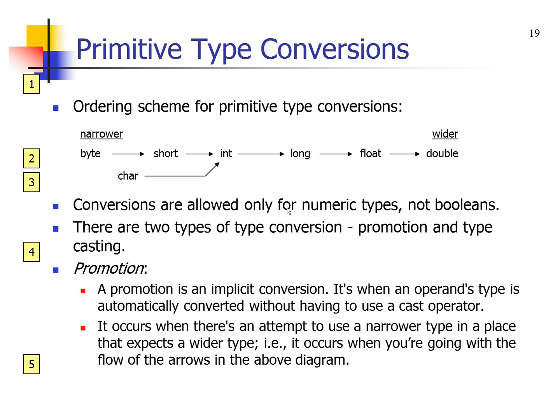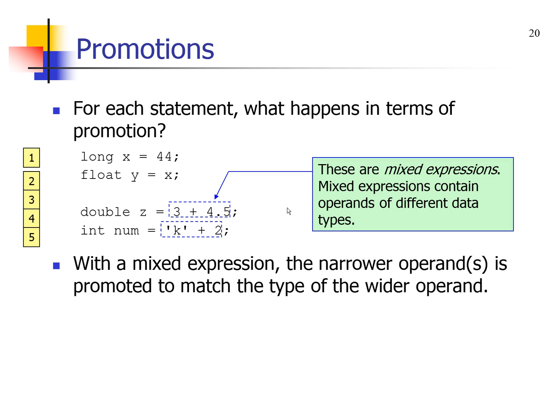It says promotion is an implicit conversion. So an operator type is automatically converted without having to use a typecast. It occurs when there's an attempt to use a narrower type in a place that expects a wider one. It automatically does it. Okay.